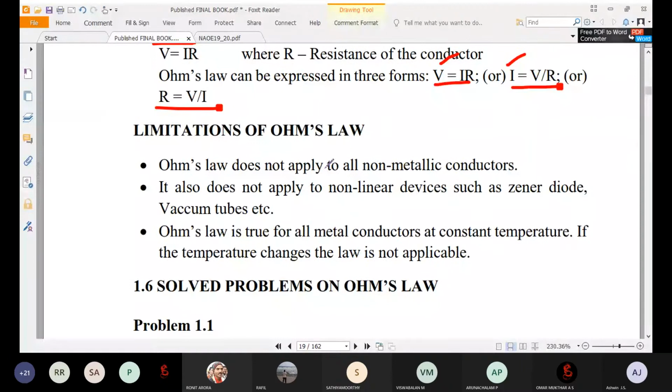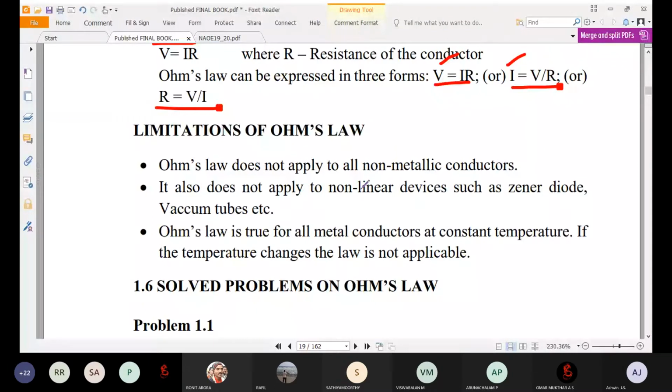There are limitations for Ohm's law. It is not applicable for all circuits, only for particular circuits. For example, Ohm's law is applied to circuits having resistors, capacitors, inductors, voltage sources, and current sources. But Ohm's law cannot be applied if you are using a transistor or a semiconductor device in a circuit. That is why there is a limitation in Ohm's law. Here they have given some points, like Ohm's law does not apply to all non-metallic conductors.